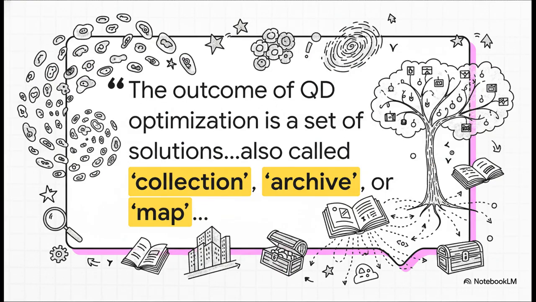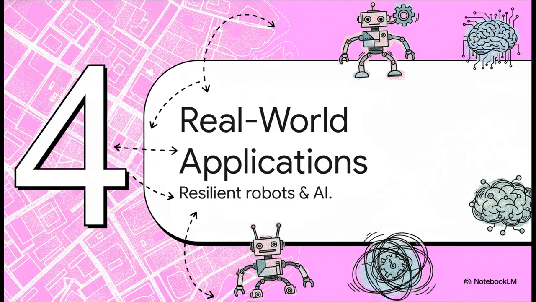And as this runs, it's not narrowing down to one answer. No, it's building out. It's creating this amazing, rich archive, this map of possibilities that just gets better and more detailed over time, filled with thousands of different high-performing solutions. Okay, so it makes a cool map of solutions. So what? Why does this matter?